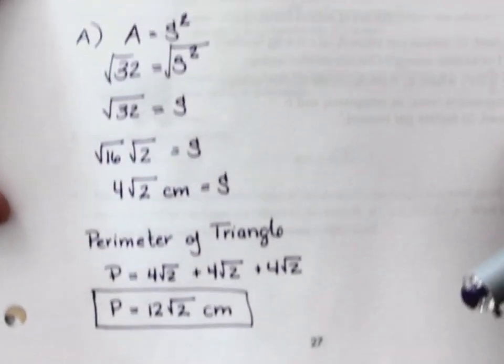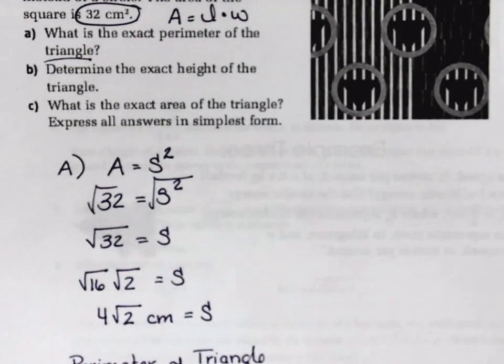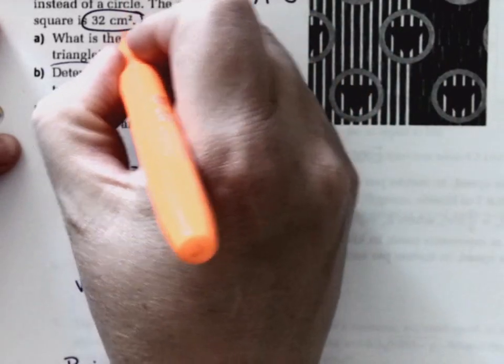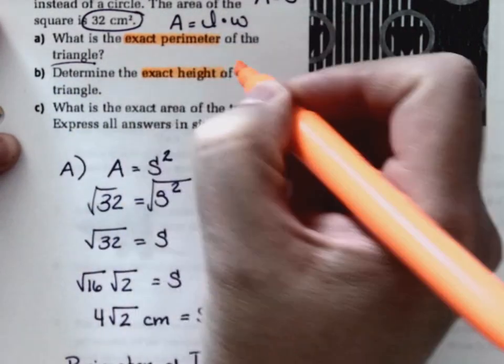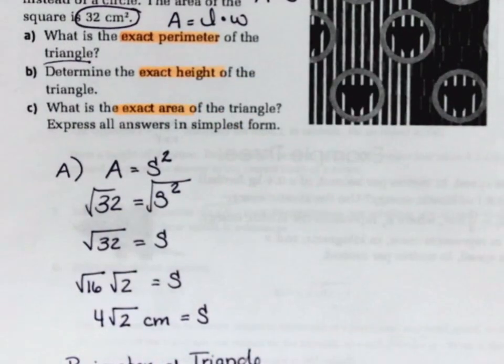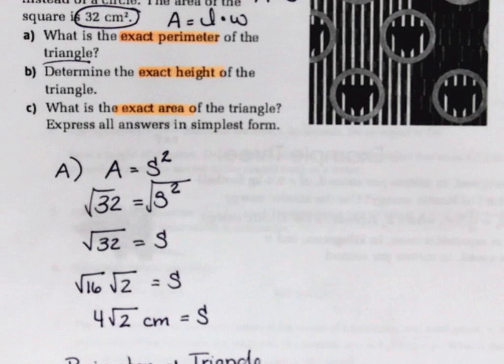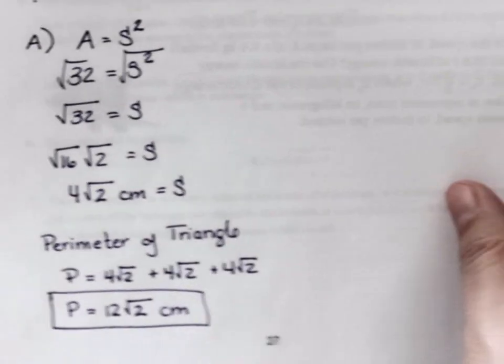Okay, I want to talk a little bit about language in math here. It's talking about exact perimeter, exact height, exact area. The word exact means that you are going to leave it in radical or fraction form. You're not going to convert it to a decimal. So anytime I ask for an exact value, I'm looking for no decimals, no rounding. You're going to either leave it as a fraction or a radical. You're not going to do any conversions, okay? We're going to use that language a lot throughout this class and grade 12 when we make it there, but not today. We're not making it to grade 12 today.